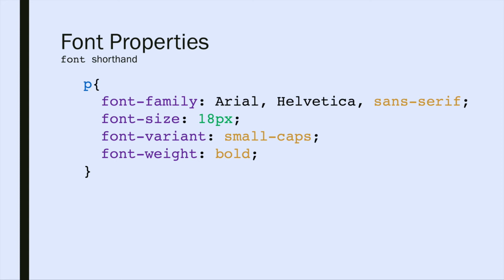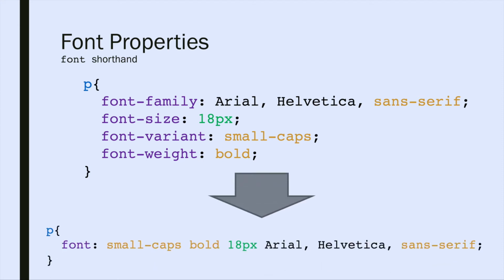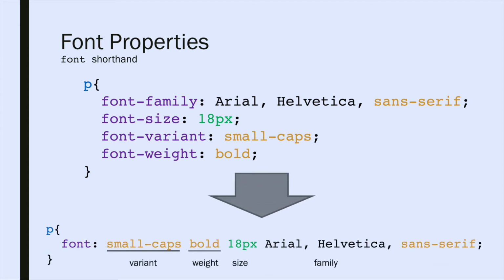Now let's take pretty much everything we just covered and create a font shorthand. That means that instead of having 4 rules like this, such as having the font family for Arial, Helvetica, and sans serif, a good fallback font, the font size is 18 pixels, a font variant is small caps, and the font weight is bold, you can actually add all that together in a font shorthand. In this case, we just say font, type the variant, weight, size, and family, hopefully in that order.